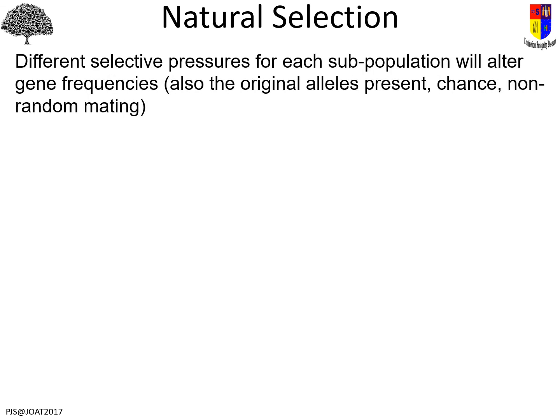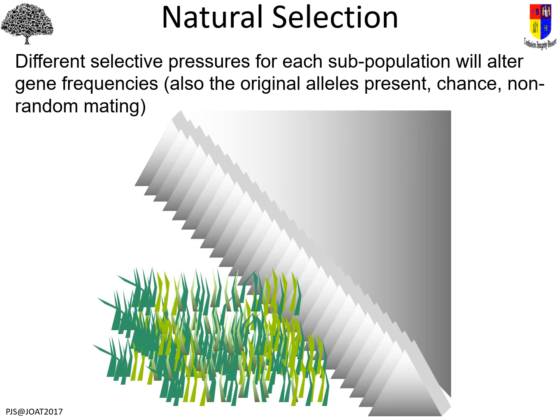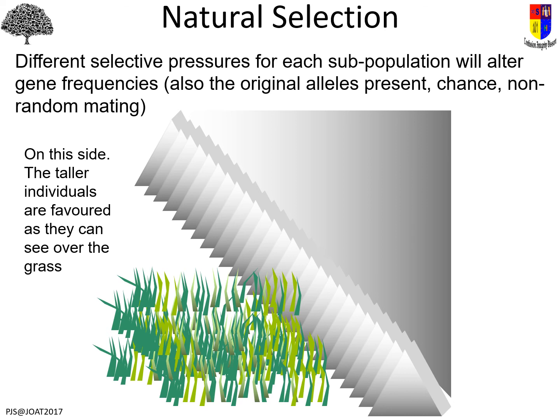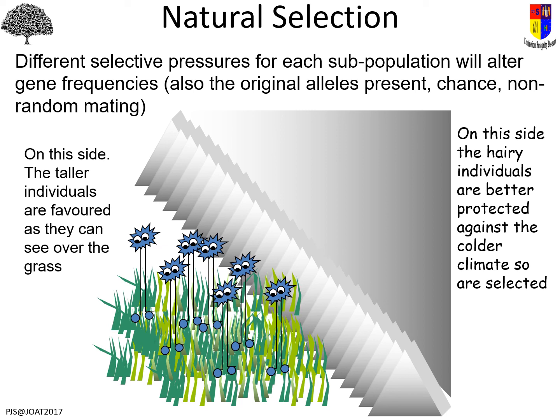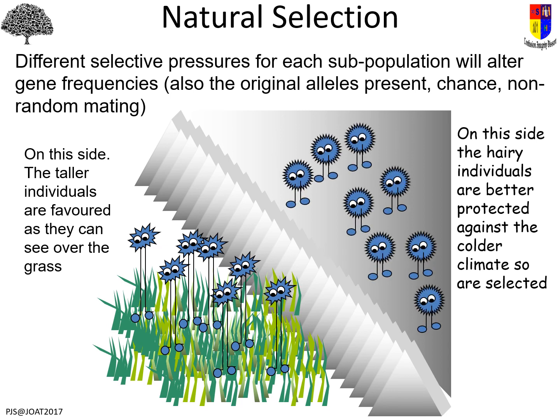And then we have natural selection. So for natural selection, what we need is for those two subpopulations to have different selective pressures. So in this little example, on this side, we've got tall grass, and our tall dudes can survive well because they can see. Okay, so that becomes more prominent on that side. On the other side, it's colder, so it is the little hairy ones that have better insulation, and so therefore they survive. So now you're starting to get a difference in what's happening with each of these groups.